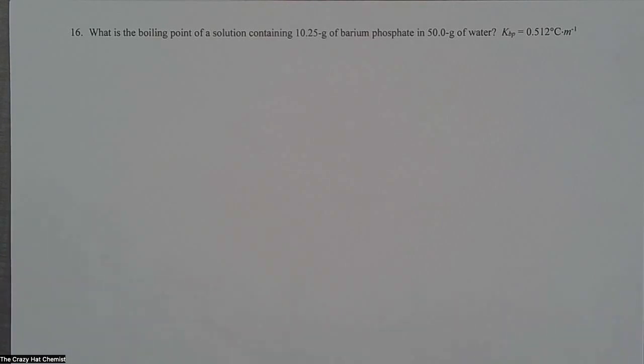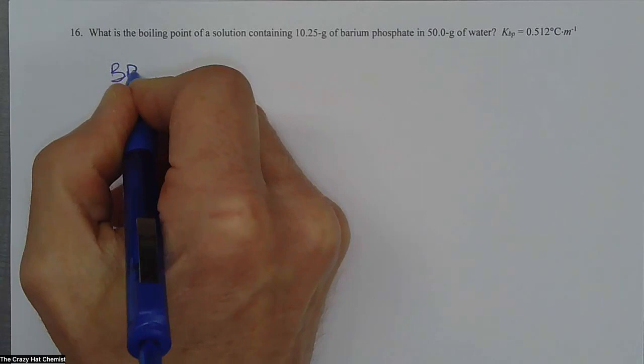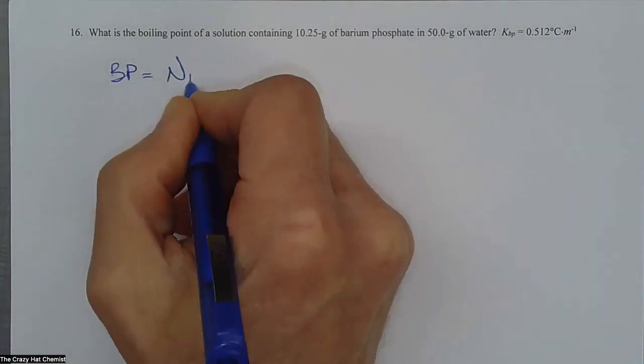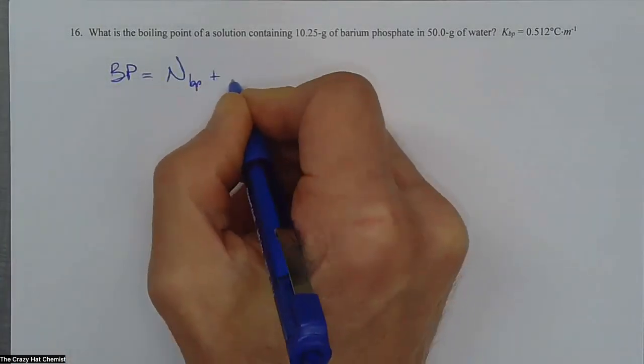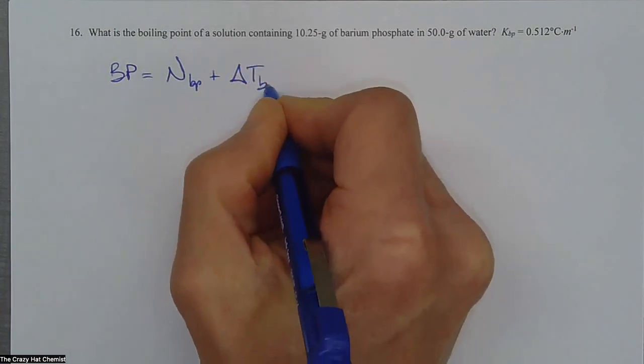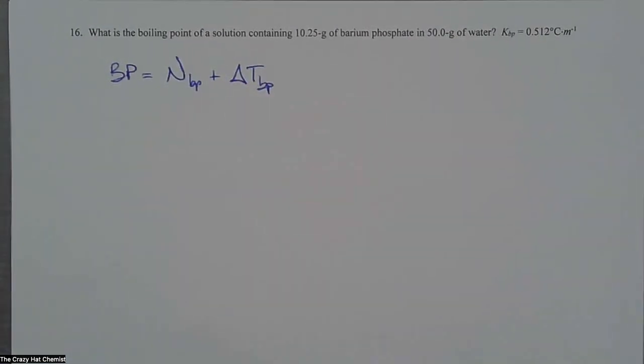For problem number 16: what is the boiling point of a solution containing 10.25 grams of barium phosphate in 50 grams of water? And we have the constant for the boiling point. All right, so let's see what we can do with this. The equation for the boiling point is: the boiling point is equal to the normal boiling point plus the change in temperature of the boiling point.